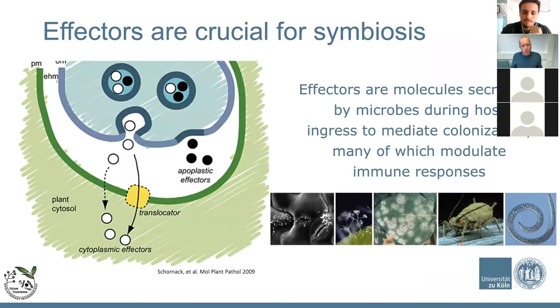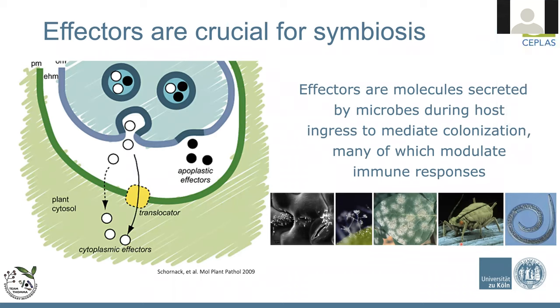So effectors are crucial molecules for us phytopathologists if we want to understand how disease occurs. And so I define effectors as molecules that are secreted by microbes during host ingress to mediate colonization. And many of these molecules suppress host immune responses, but they can do other things as well. And I hope by the end of this presentation, you will appreciate that these effectors can have other functions to still support host colonization, but not necessarily through the direct targeting of host immune responses. So that's why I say many of them modulate host immunity.